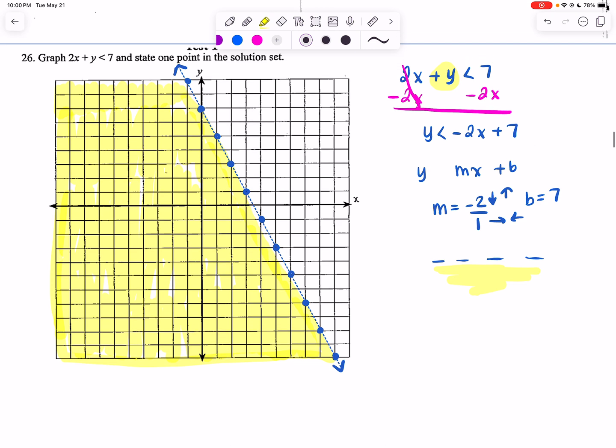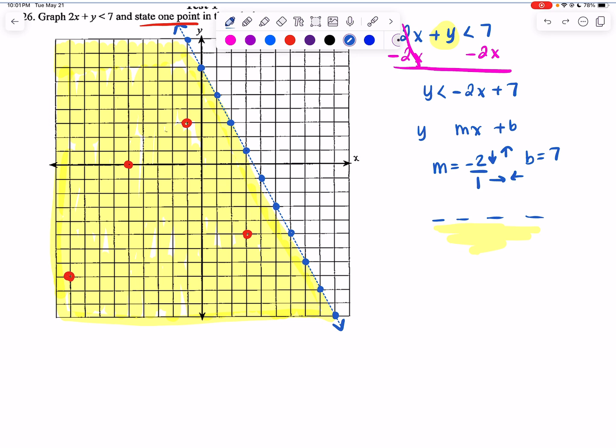Now, if we look, we did our graph. We got that part correct. The last part of this question says we have to state one point in the solution set. So that means we have to state a point that's in our shaded region. You can use any of these points. I could use this one, this one, this one, or that one. The only points I can't use are in this area over here, in that white space. So if you said the point 5, 2 right there, that would be incorrect because that's not a solution.